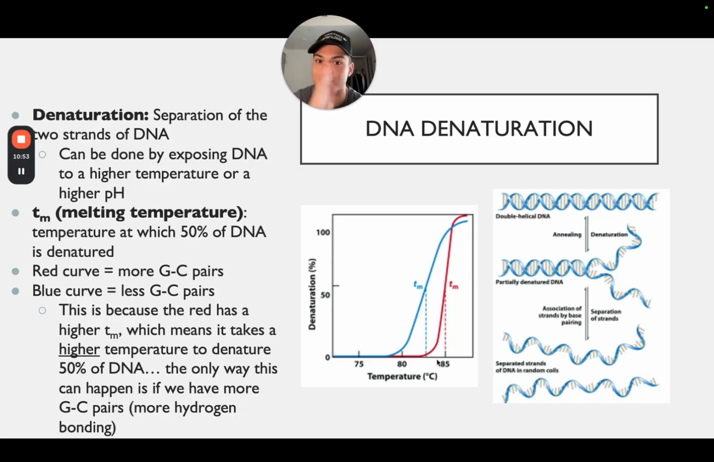Whereas if the temperature is less, the blue curve, as you can see, if it takes less heat to denature the DNA, then that means there are fewer CG pairs that we have to break. There's more abundance of the 2 hydrogen bonds in the AT pairing, if that makes sense. Hopefully that does. And again, the red has a higher Tm, which just means that it takes a higher temperature to denature 50% of the DNA. The only way this can happen is if we have more GC pairs, not more AT, because AT has 2. And this is just a diagram showing what the process of denaturation looks like. And yeah, moving on to the next slide.